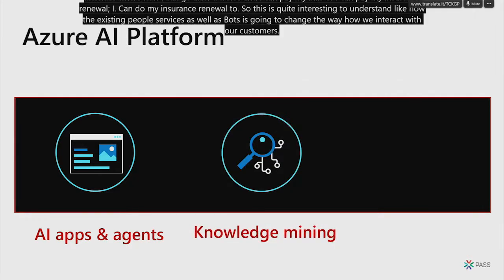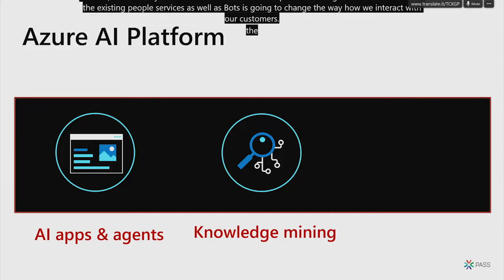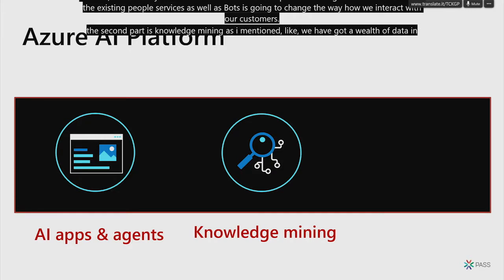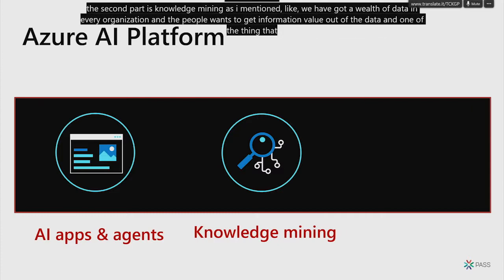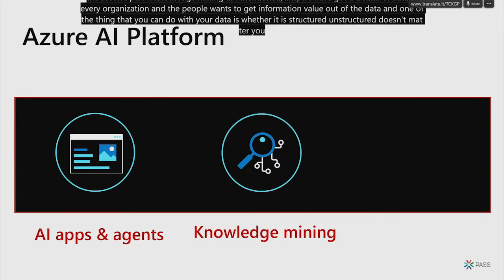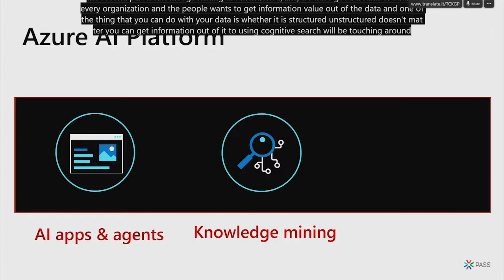The second part is knowledge mining. As I mentioned, we have a wealth of data in every organization, and people want to get value out of the data. One of the things you can do with your data, whether it is structured or unstructured, doesn't matter, is get information out of it by using cognitive search. We'll be touching on cognitive search. Everyone knows about enterprise search, correct?